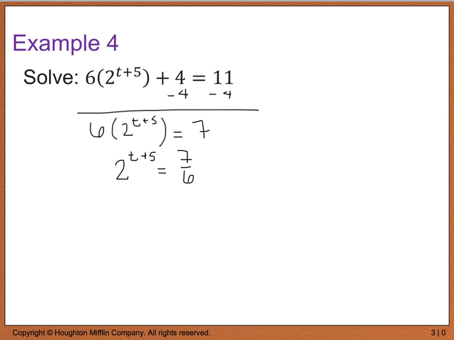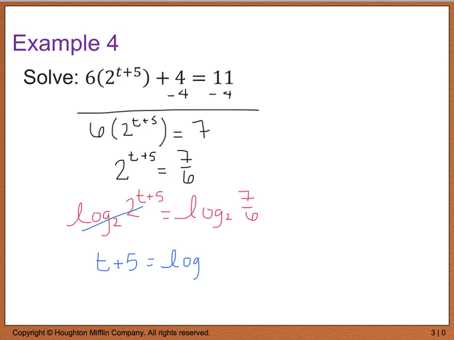And now I need to get rid of that base 2. In order to get rid of a base 2, I'm going to take the log base 2 of 2 to the t plus 5, and I have to do that on both sides. So log base 2 of 7/6. My log base 2 of 2's are going to cancel. So I have t plus 5 is equal to the log base 2 of 7/6.